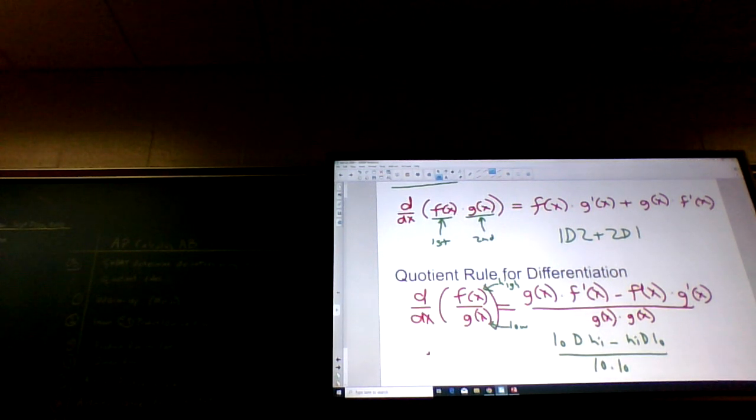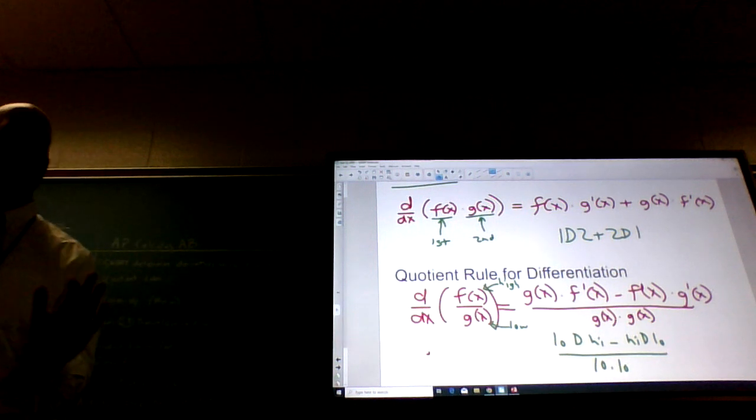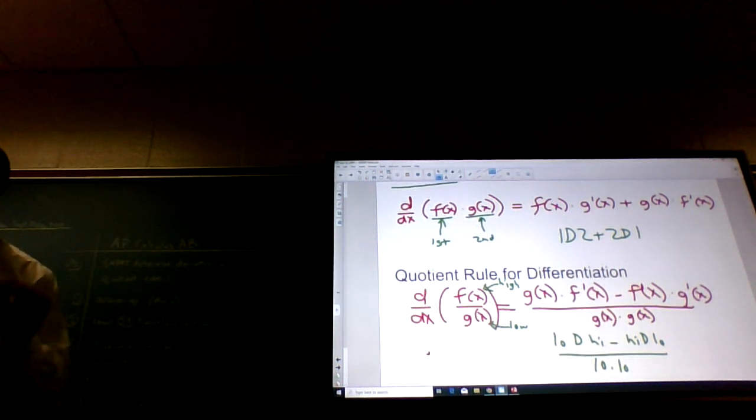Low d high minus high d low over low low. If you want to say low squared, I'm fine with that. Let's do it one more time a little bit faster. Ready? Low d high minus high d low over low low. Those are your product rules and quotient rules.